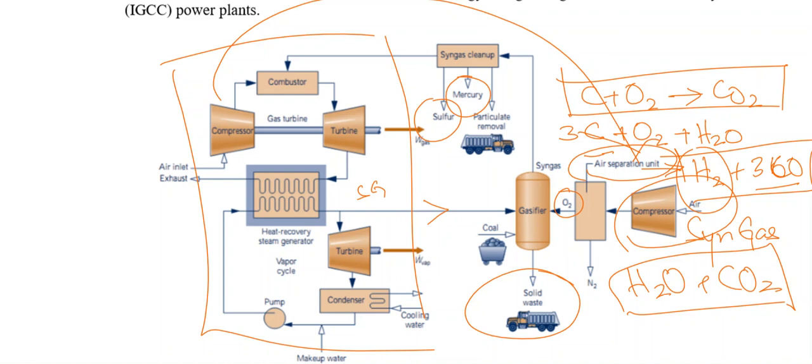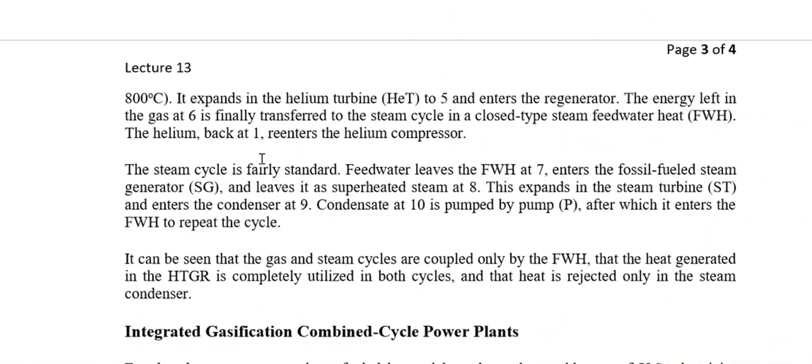Also, if nitrogen is extracted in the air separating unit, this nitrogen can be utilized further, and it can also be fed into the combustion chamber. In the combustion chamber, we would increase the mass of the air, and obviously if the mass of the air is increased, the power of the turbine is also increased. So this is all about the integrated gasification combined cycle power plant.